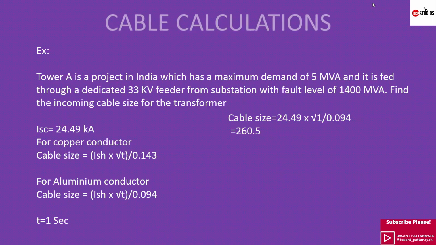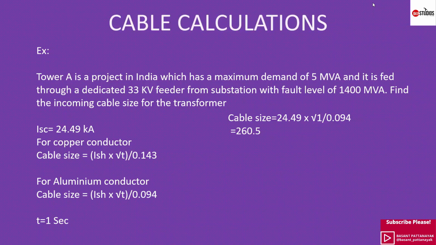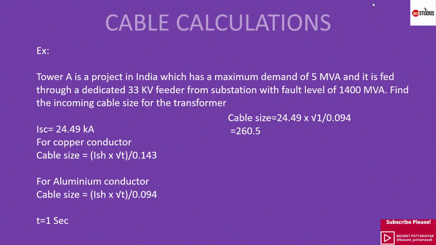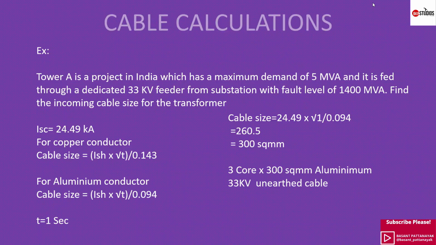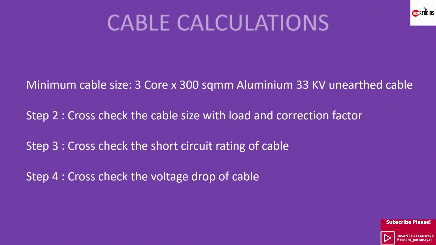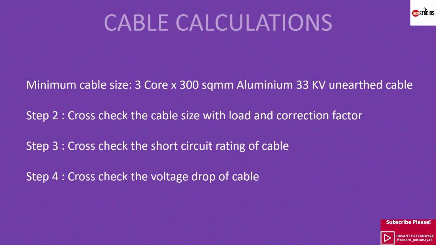So we don't have a cable with 260.5 square mm. So we will go for the next higher size. The next higher size is 300 square mm. So our cable spec is 3 core 300 square mm aluminium 33 kV unearthed cable. The minimum cable size required is 3 core 300 square mm aluminium 33 kV unearthed cable.